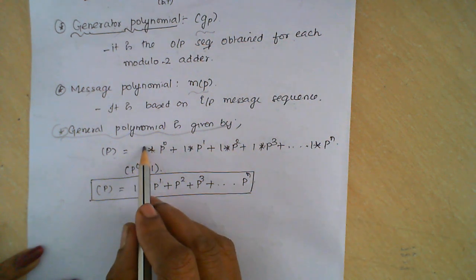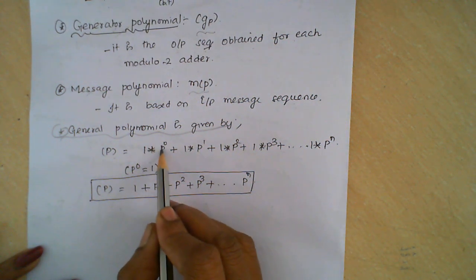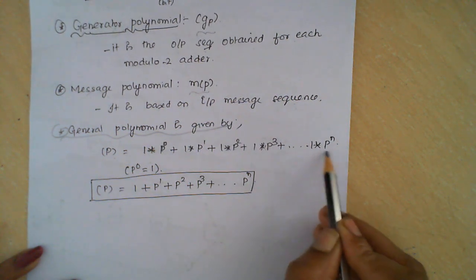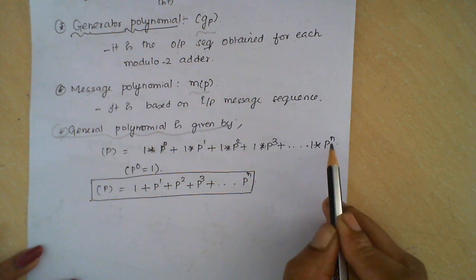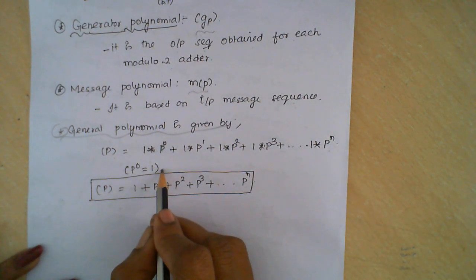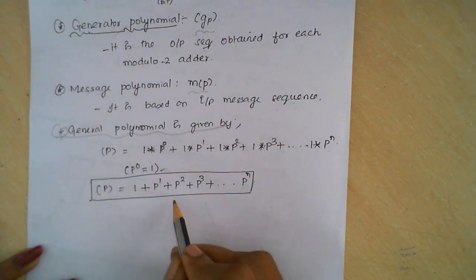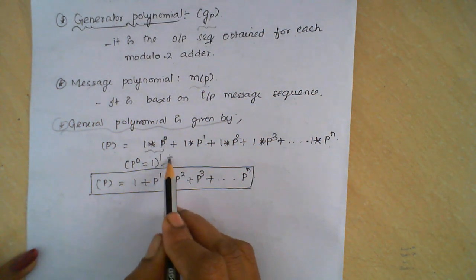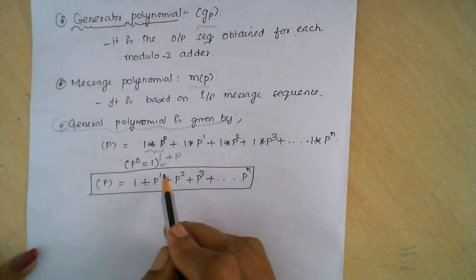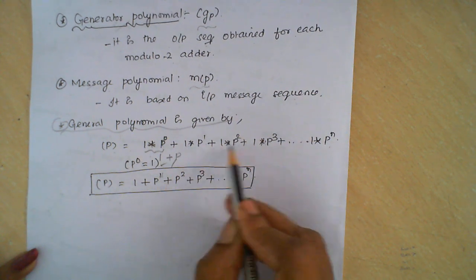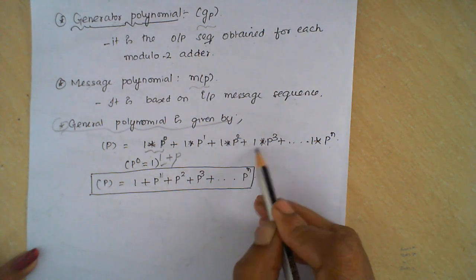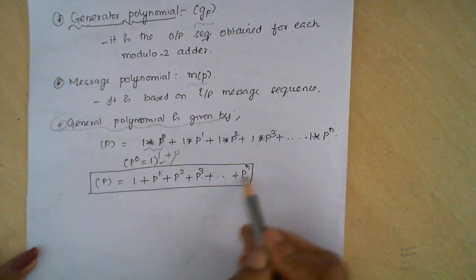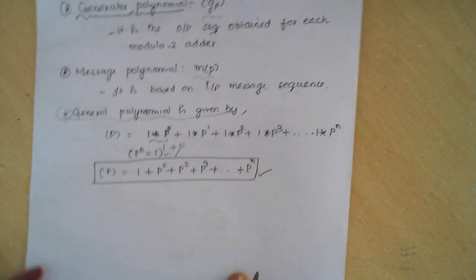Generally it is the occurrence of the sequence in terms of a polynomial sequence for p power 0, p power 1, p power 2, p power 3, till it goes for n number of terms, that is p power n. We know p power 0 is equal to 1, hence the polynomial sequence in general can be noted as: p power 0 becomes 1, 1 into p power 1 is nothing but p, 1 into p power 2 is p power 2, 1 into p power 3 is p power 3, and it goes till p power n. This is how a general polynomial sequence is noted.